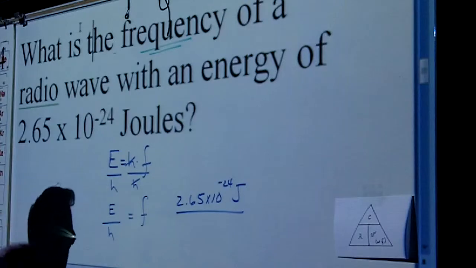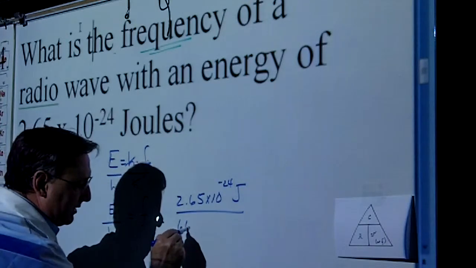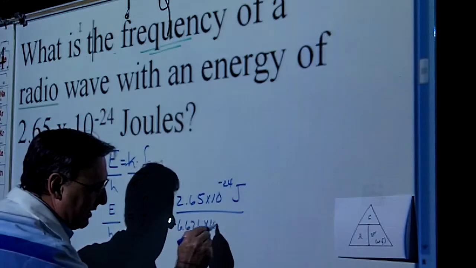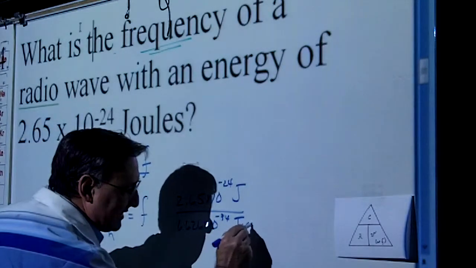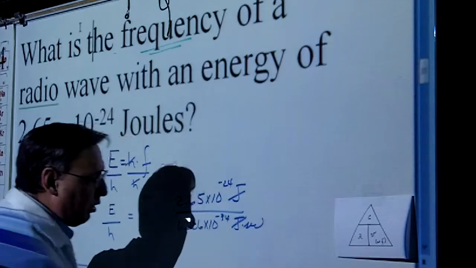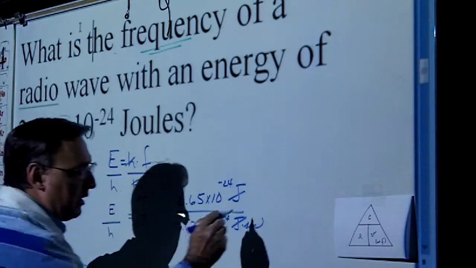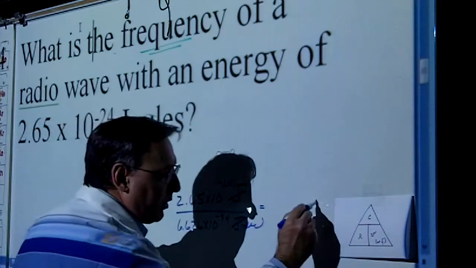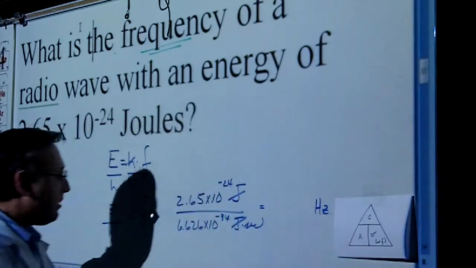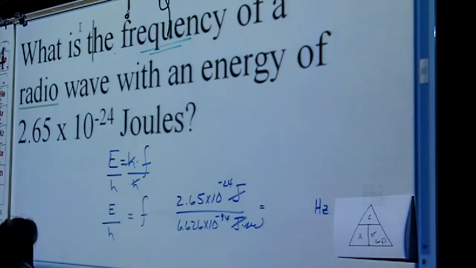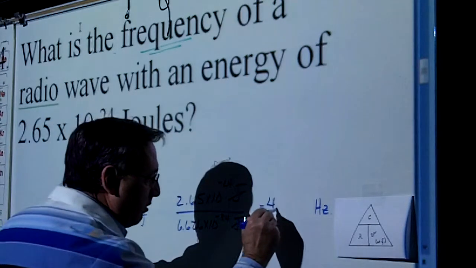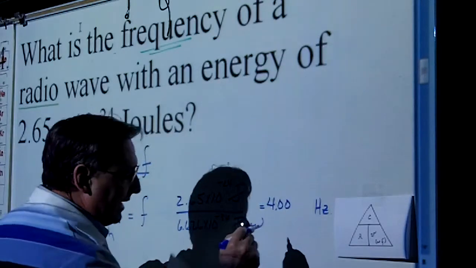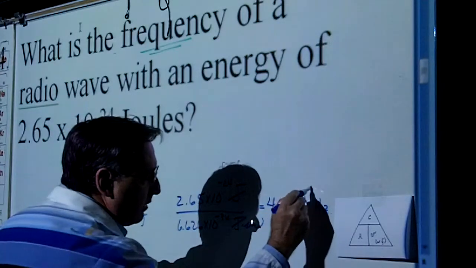Planck's constant is this value, 6.626 times 10 to the minus 34. Remember the unit there is joule seconds. Joules and joules go away, and I'm left with 1/seconds. That, of course, is a hertz. So I'll put hertz right there. And the value that I get for that is 4.00 times 10 to the 9th.